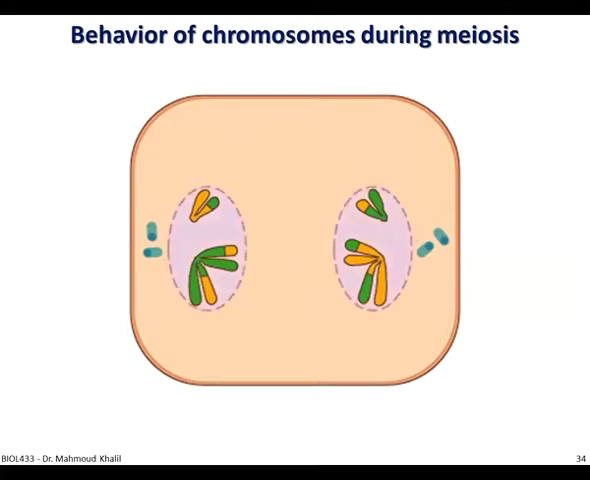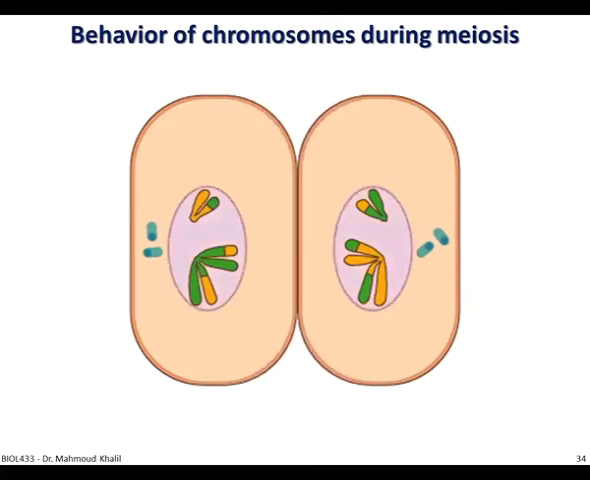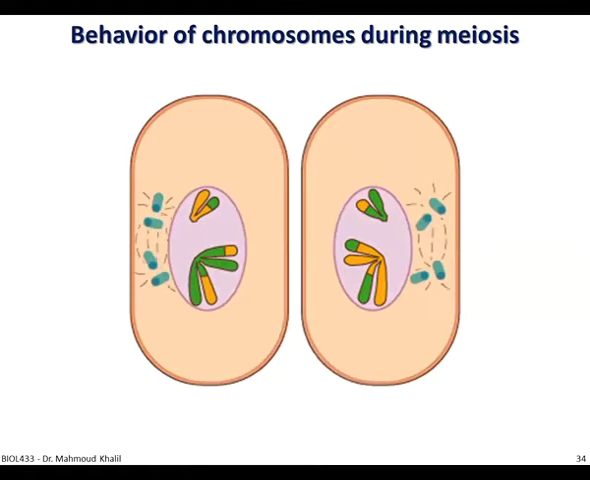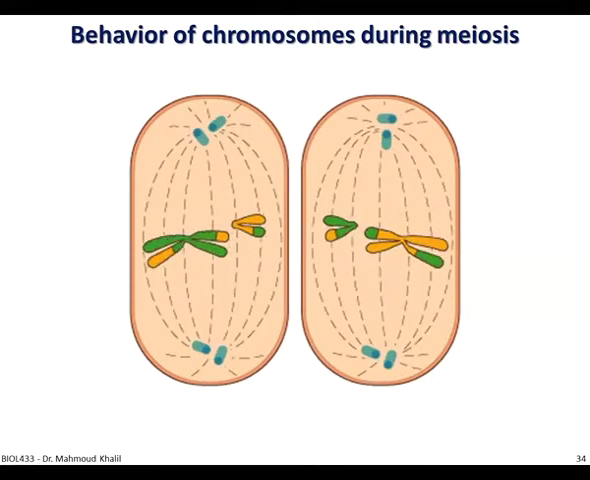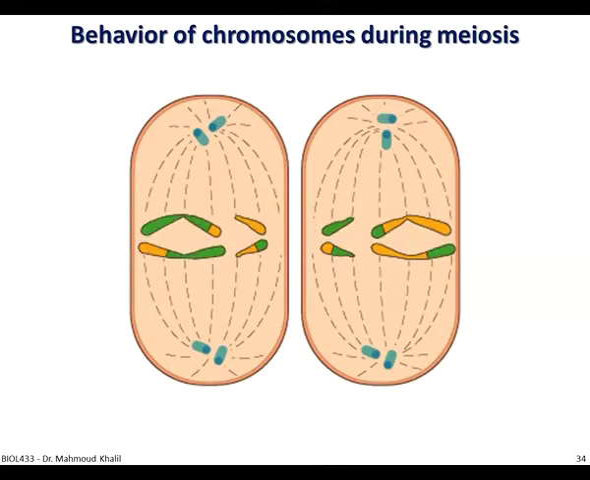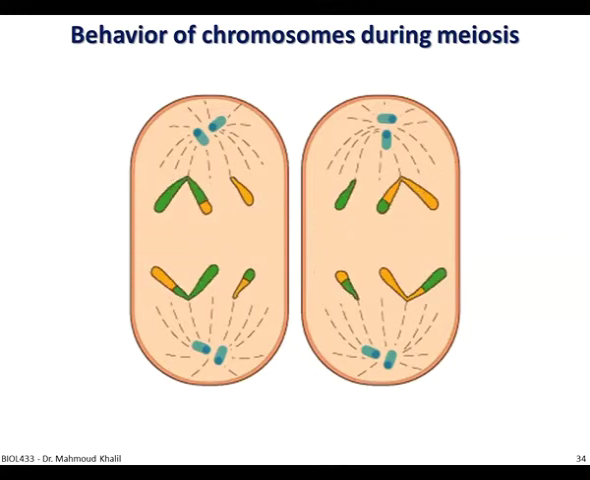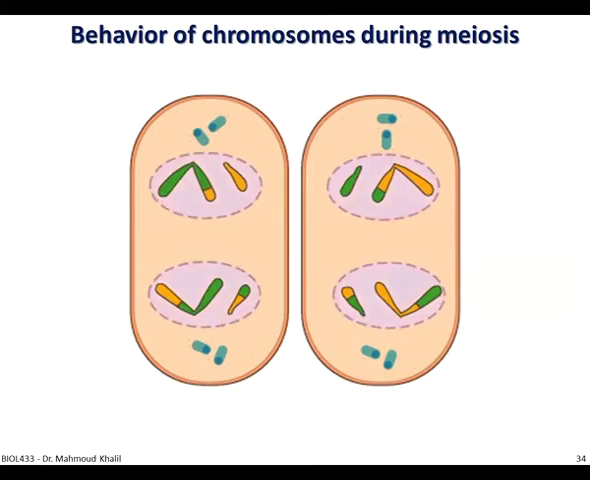And we all know that whether in spermatogenesis or oogenesis, the end product is four cells. But in the case of males, the end products are four sperms. In the case of females, it's only one ovum and three polar bodies.